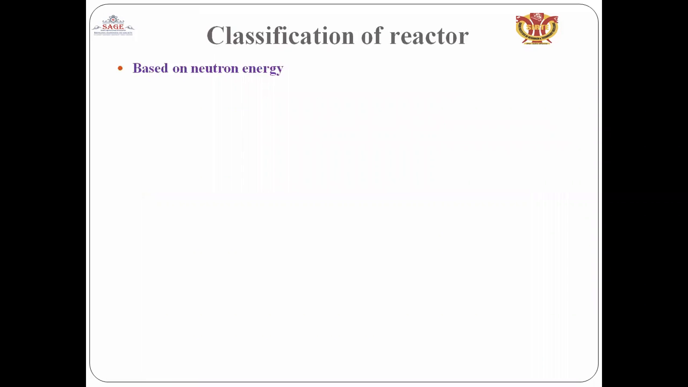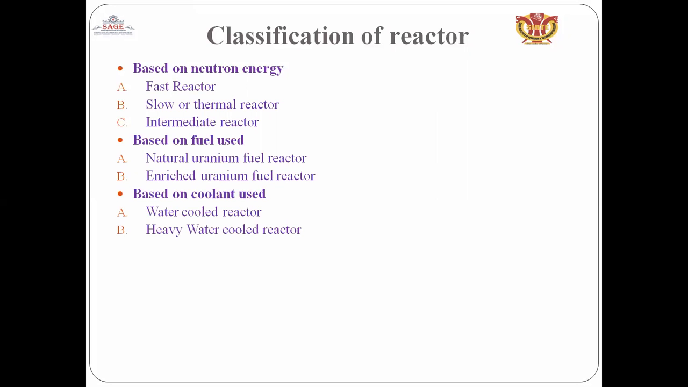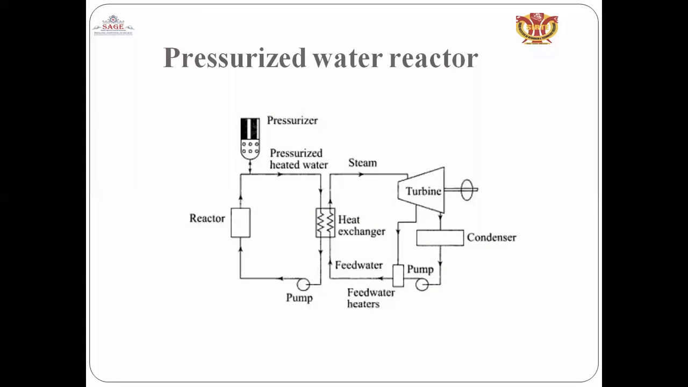Classification of reactors based on the neutron energy: the fast reactor, slow or thermal reactor, and intermediate reactor. Based on the fuel used: natural uranium fuel reactor and enriched uranium fuel reactor. Based on the coolant used: water cooled reactor, heavy water cooled reactor, liquid metal cooled reactor, gas cooled reactor. Based on the moderator used: water and heavy water reactor, graphite reactor, beryllium reactor.